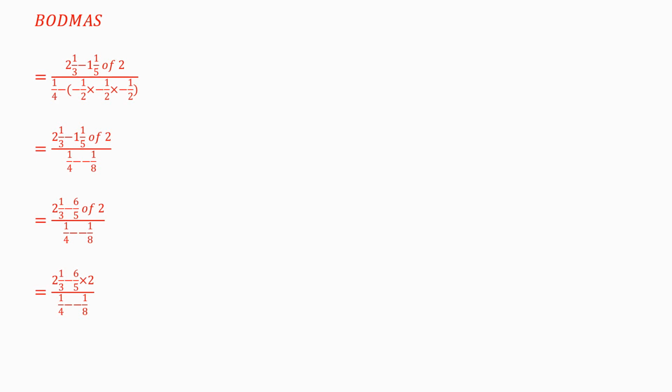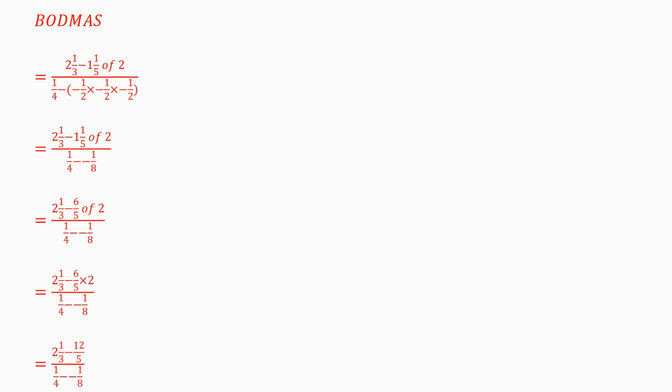Then we have division. We can't evaluate the division because we still have other operations that need to be performed first. So we move to the next one, which is multiplication. We have 6/5 times 2. So we multiply that, and it gives us 12/5. So we shall be left with 2 and a third minus 12/5 divided by 1/4 minus negative 1/8.